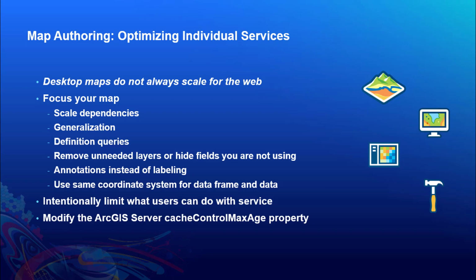So as we look at some strategies that you can use for your authoring, consider scale dependencies and generalizations. Remove unneeded layers, hide fields you're not using. We can't expect users to turn off layers in the application. They may not know which ones they need or don't need, but as authors, we do. So we can optimize our map, put our best foot forward, and only present the data that we want the users to use.